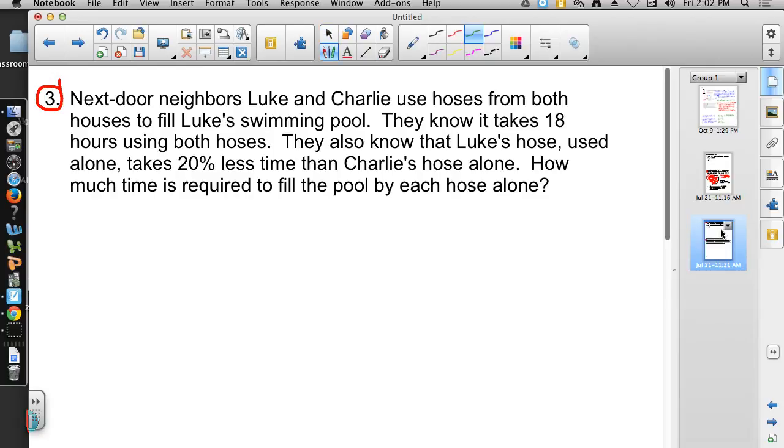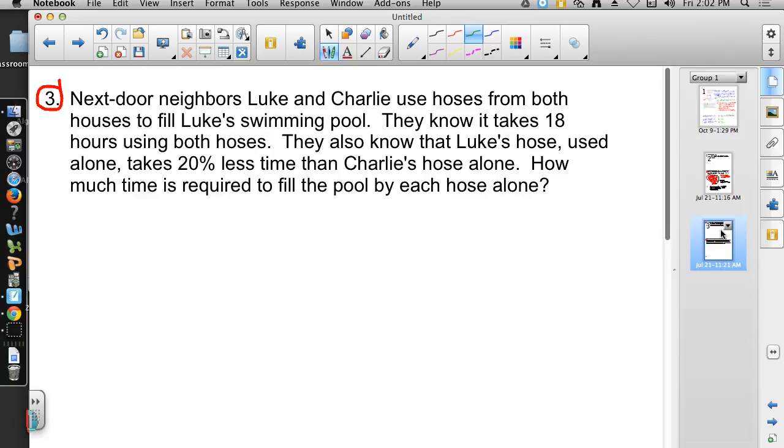rates. Next door neighbors, Luke and Charlie, use hoses from both houses to fill Luke's swimming pool. They know it takes 18 hours using both hoses. They also know that Luke's hose, used alone, takes 20% less time than Charlie's hose alone. How much time is required to fill the pool by each hose alone?